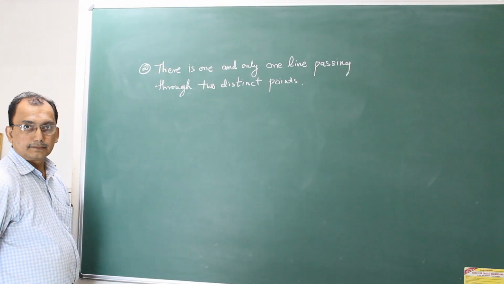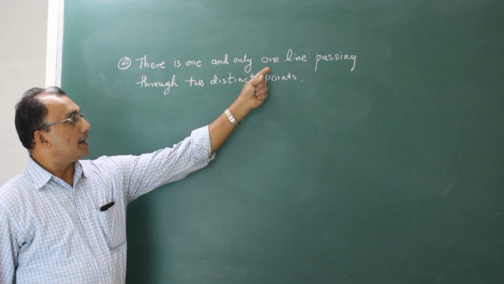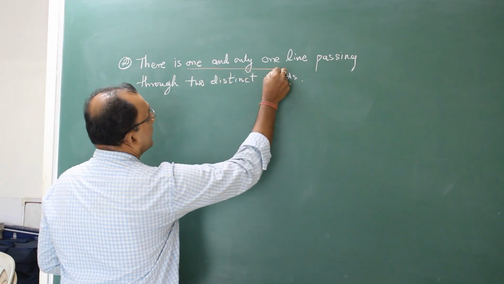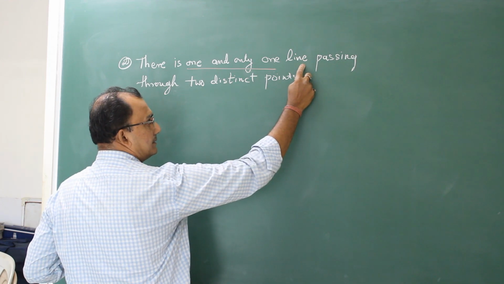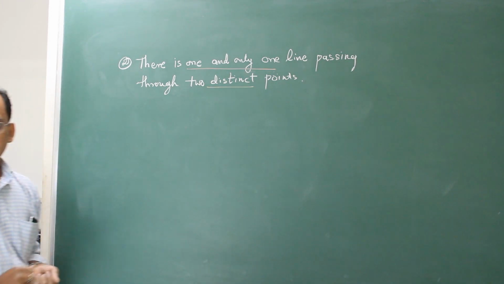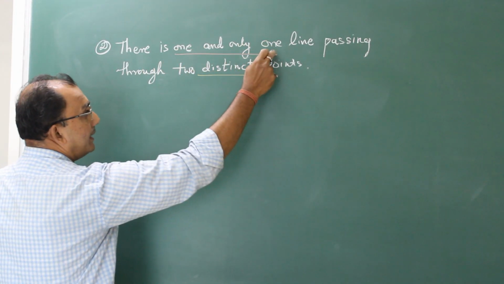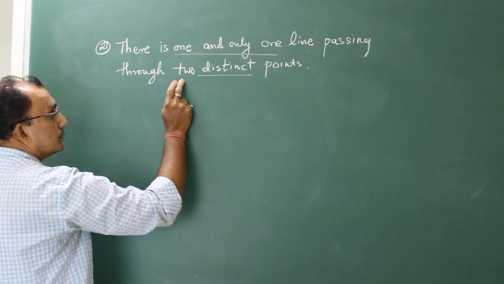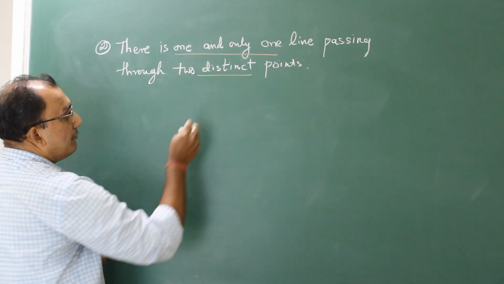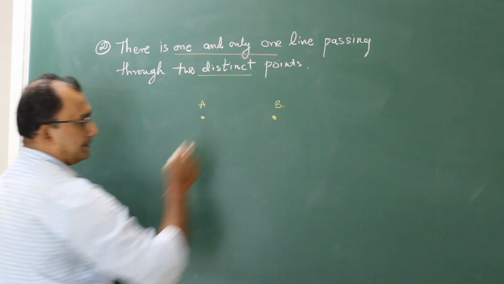The second axiom. The second axiom tells there is one and only one line passing through two distinct points. The wording again, there is one and only one line passing through two distinct points. What does this two distinct points mean? We have two separate points, point A, point B.